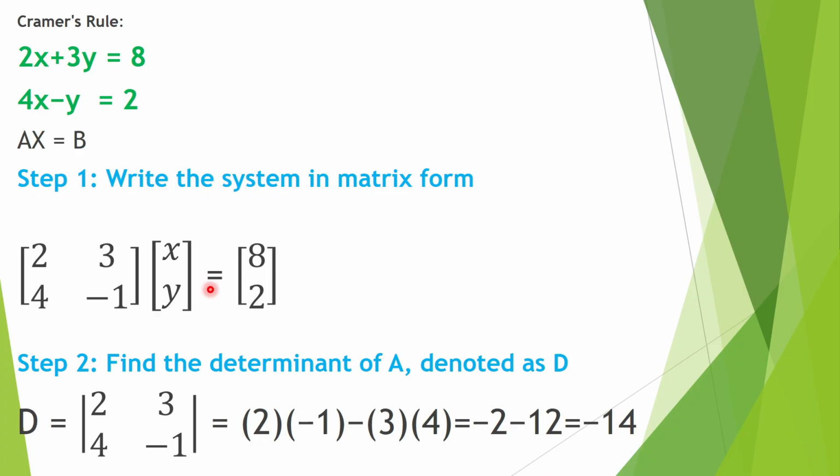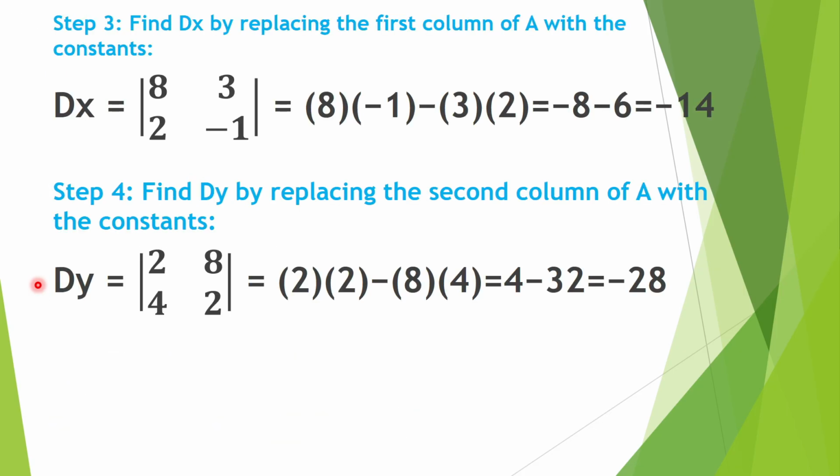Now we will place the constants over here for finding Dx. Again I repeat, now we will put these constant values over here. Step 3, find Dx by replacing the first column of A with the constants. So as I told, these are constants, so we will put the constants over here, and then we will solve for the determinant, and this determinant is called Dx.